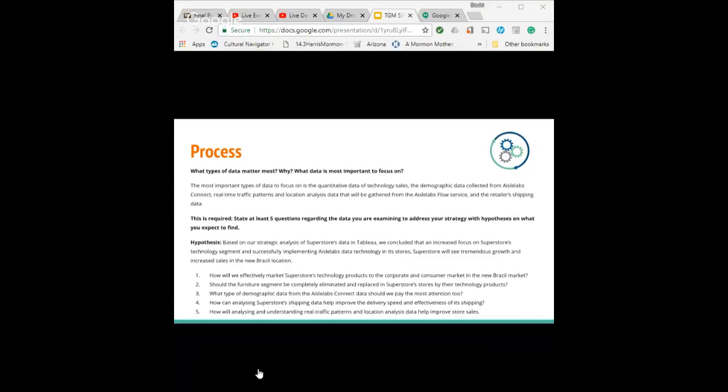Below are 5 questions about our data. For example, the first one is about how we can market our technology products effectively to the corporate and consumer market. Next is whether we should eliminate the furniture segment completely. Third is what type of demographic data is most important to us. Fourth is how we can use the shipping data to increase the speed and effectiveness of shipping. And last is how we can analyze the real traffic patterns to improve our store sales.